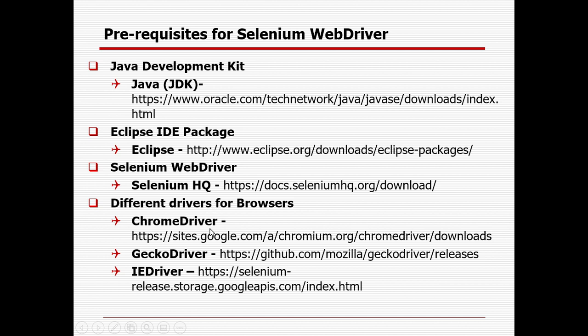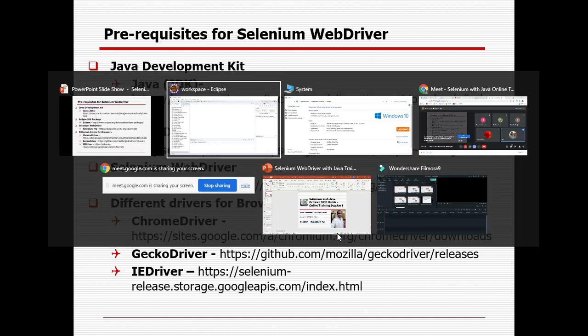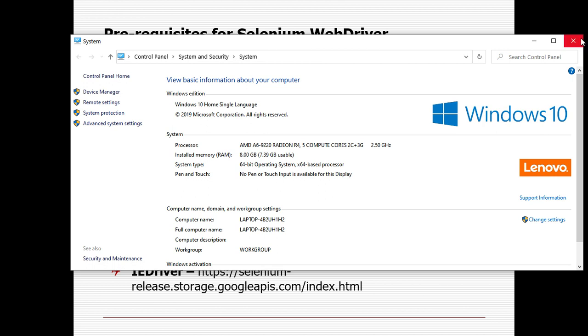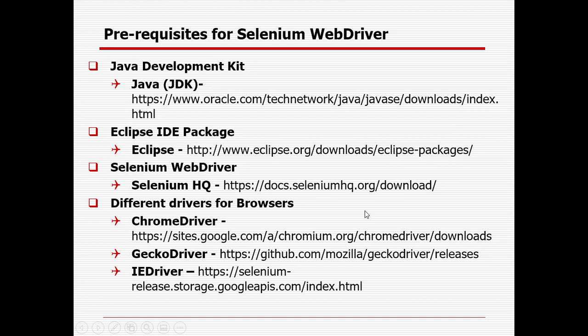Suppose you want to automate with the Chrome browser, you have to go to the Chrome driver. If you want to automate with the Firefox browser, you need to install the Gecko driver. In case it's the IE browser, you need to install the IE driver. So that is the path. But before downloading, you need to remember the browser version you have, so you need to install the appropriate, version-supported driver.